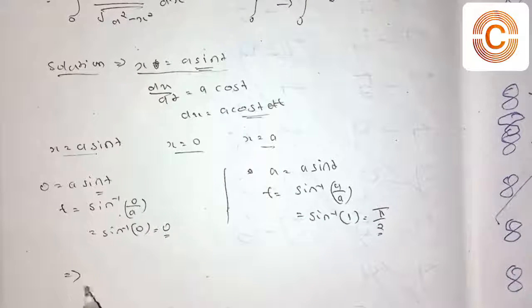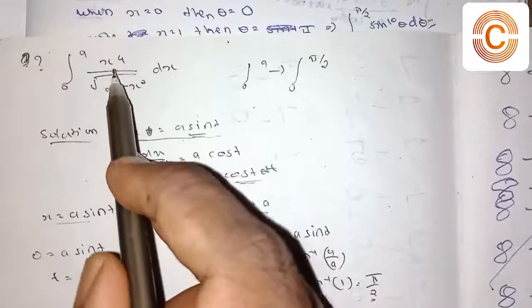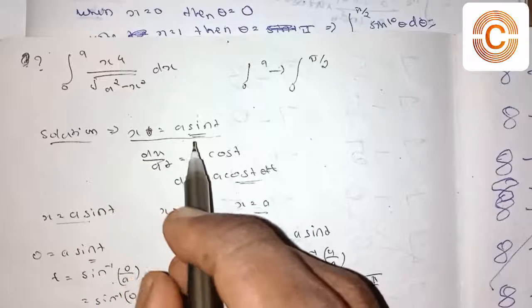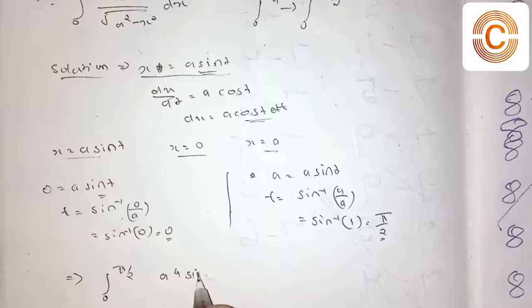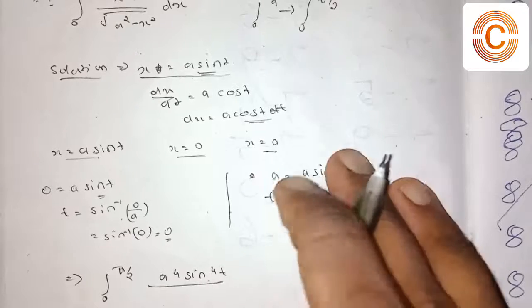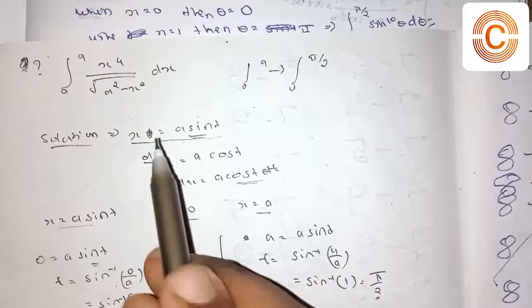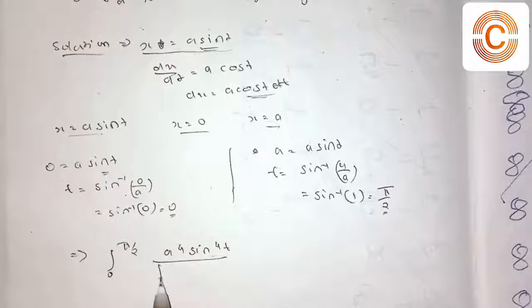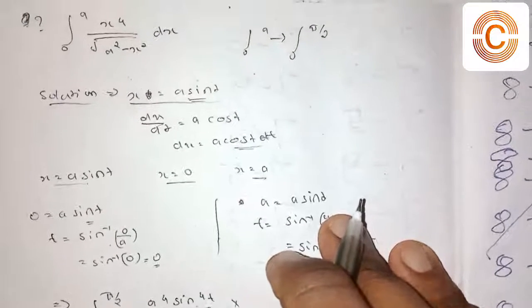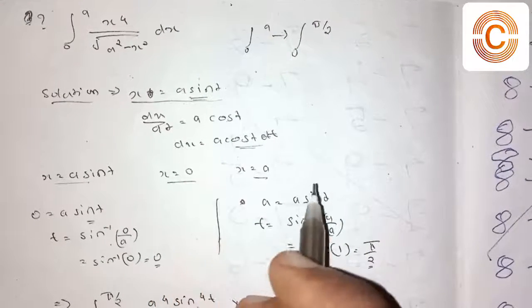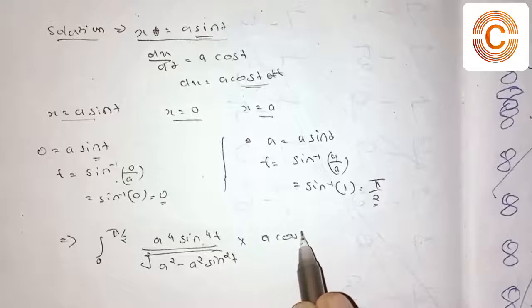In the next step our equation will be converted into the integral from 0 to pi by 2, where x raised to 4 is a sin t whole raised to 4, that is a raised to 4 sin raised to 4t in the numerator, and in the denominator root of a square minus a square sin square t, into dx, where the value for dx is equal to a cos t dt.